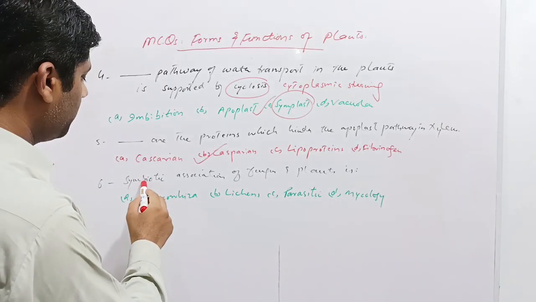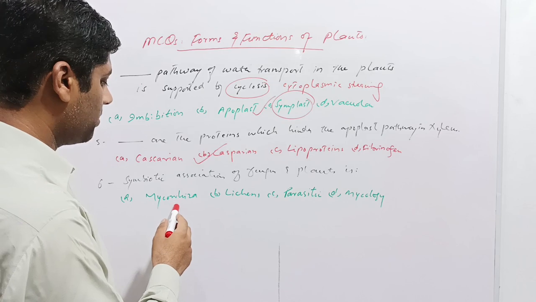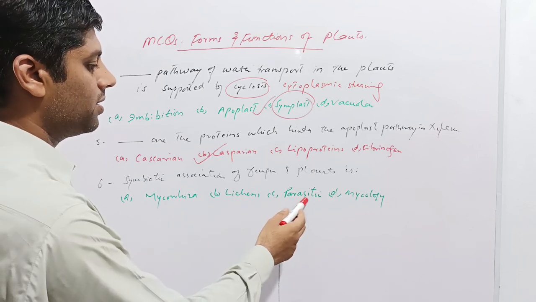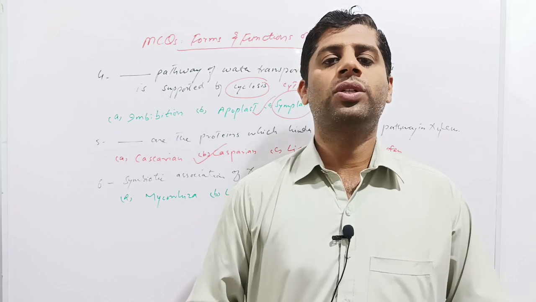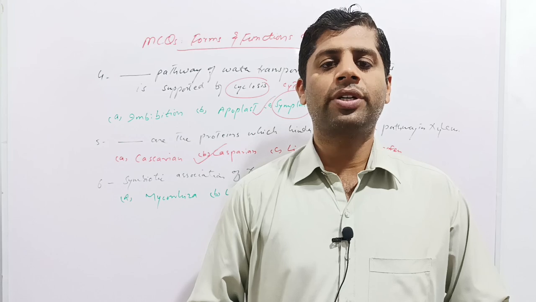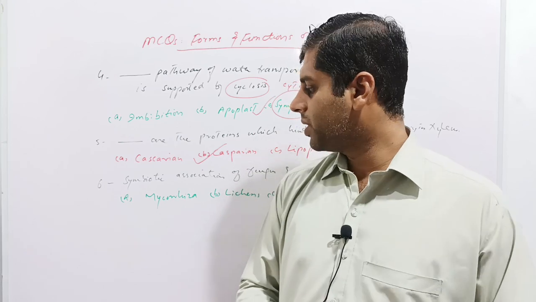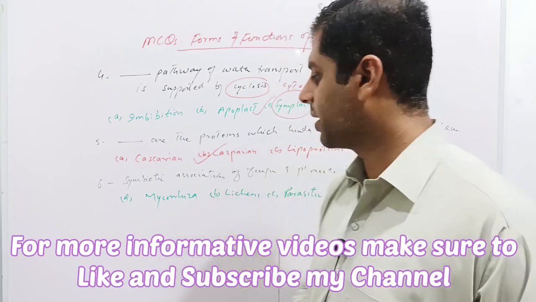Next question is, the symbiotic association of fungus and plants is termed as. Given options are mycorrhiza, lichens, parasitic, or mycology. Basically, fungi and plants live in association with each other, and this association is called symbiotic association, in which both of the partners are benefited and they nourish and protect each other. So the first option, mycorrhiza, is the name of association between fungi and plants. So option A is correct.